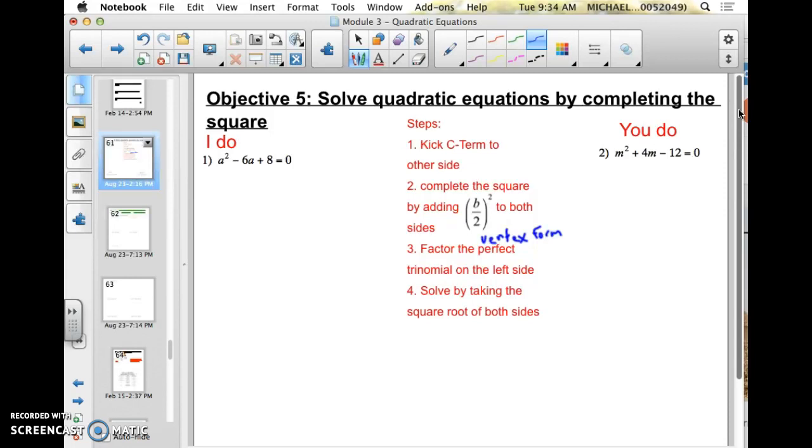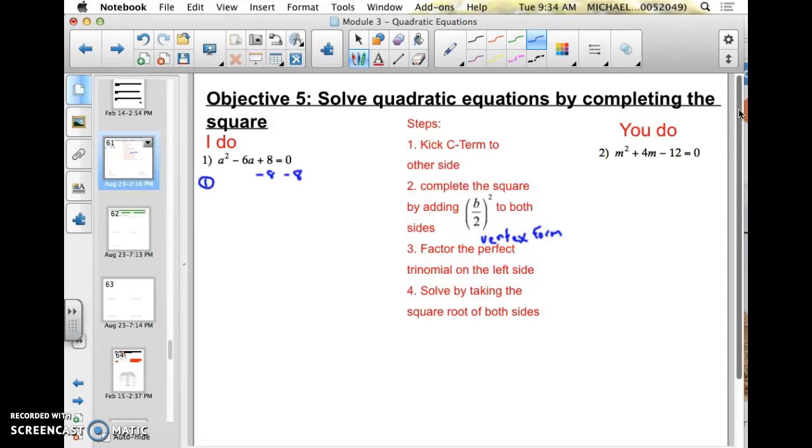Steps 1 and 2 I've listed out as well, and that just displays my thinking, so please follow along and label your steps as I do as well. So the first step, if I was to solve number 1, is to kick the C term to the other side, or just move the C term over to the right-hand side. It's a positive 8, so I'm going to subtract 8 from both sides. That's step 1. I will circle that.